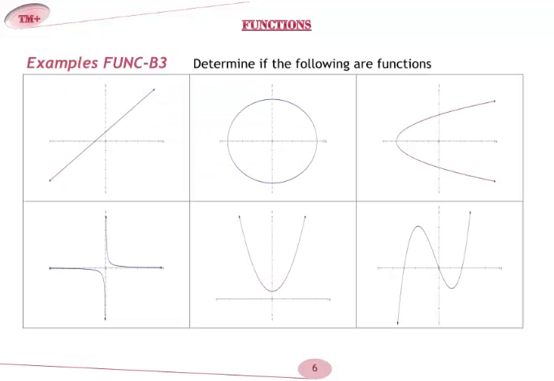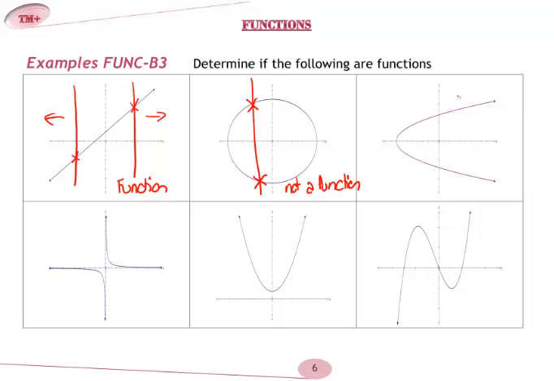So let's look at an example. Here I have 6 graphs and it says determine if the following are functions. Here's a vertical line. If I move this line anywhere along the x-axis, I would only ever cut once. Doesn't matter which way I move the line, I will only ever cut once. So therefore it's a function. In the next one, it's quite obvious, isn't it? If I put a vertical line here, I actually cut twice. So it's not a function.